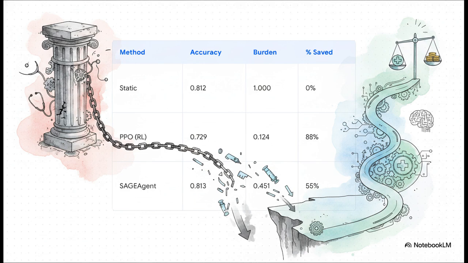Here, the C-index is our measure of accuracy in survival prediction. The static fusion method, which is the gold standard that uses 100% of the data, hits an accuracy of 0.812, but it has a massive clinical burden of 1.0. The reinforcement learning method slashes the burden to 0.124, saving 88% of the cost, but look at the accuracy. It plummets to 0.729. It's cutting corners and discarding vital data. But SAGEAgent? It achieves an accuracy of 0.813. That's actually a tiny fraction better than the static model, all while safely reducing the burden to 0.451.